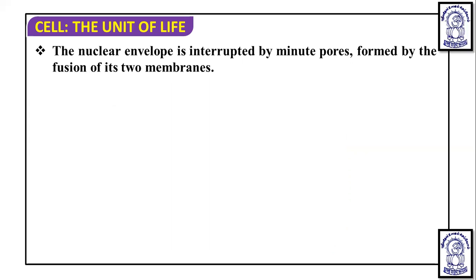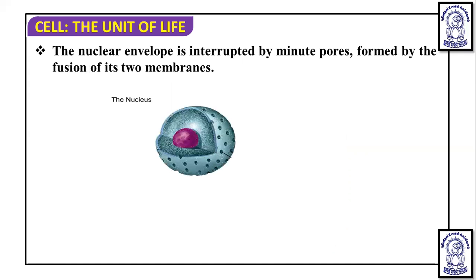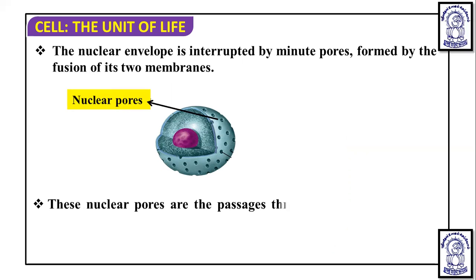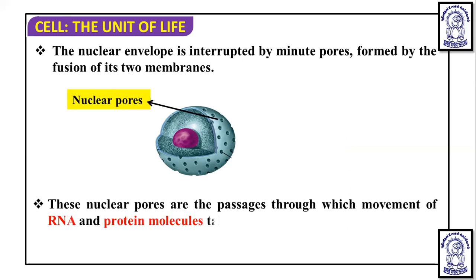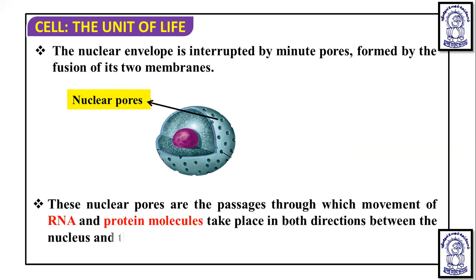Wherever the outer and inner nuclear membrane fuse, at that point you will see the presence of a pore. So see, this is the pore. This is the nucleus, and these are the nuclear pores. Nuclear pores are the passages through which movement of RNA and protein molecules takes place in both directions. Remember, nuclear pores are there within the nucleus, and surrounding that there is the cytoplasm. So the movement of RNA and protein between inside and outside the nucleus takes place through these pores.